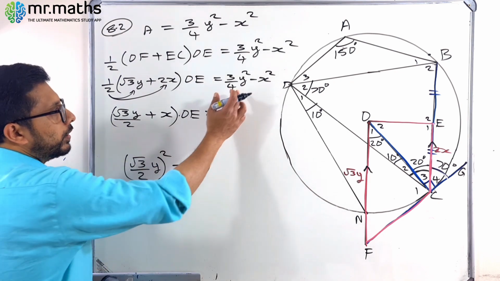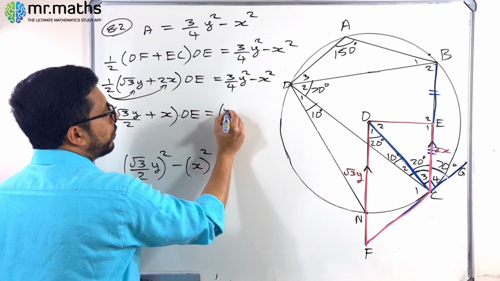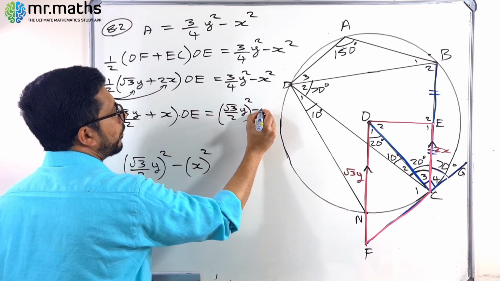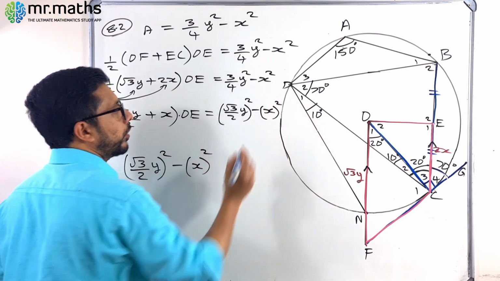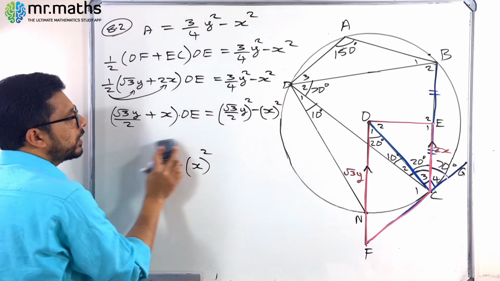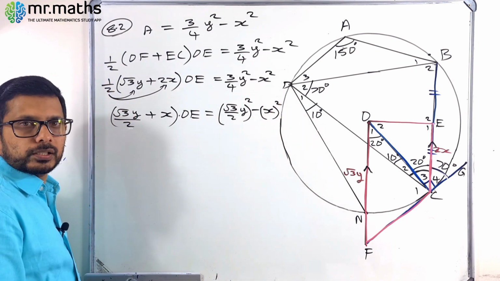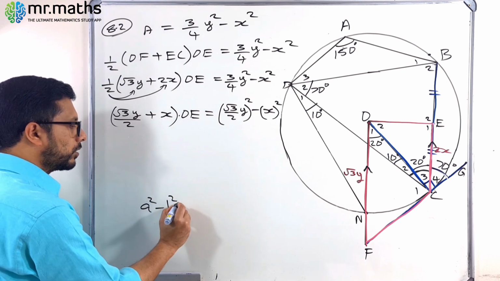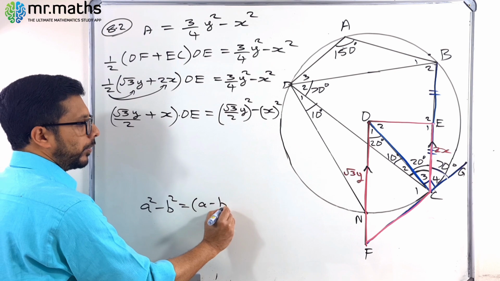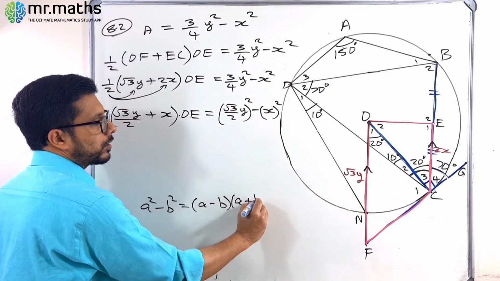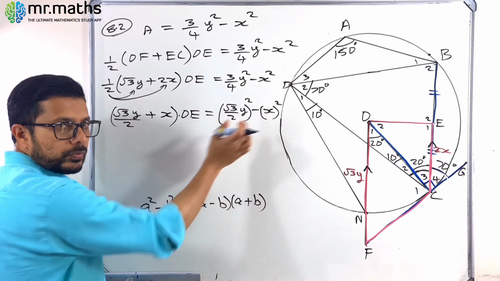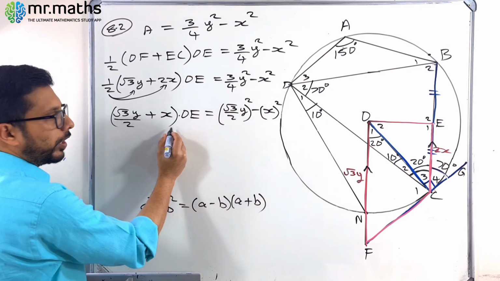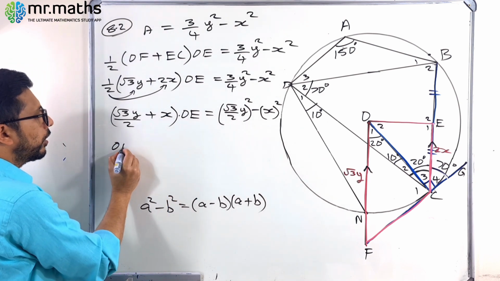Okay, so this one I can write it how? Root 3 by 2 y, the whole squared, minus x squared. Are you with me? Okay, is it not the difference of two squares? If it is like this, a squared minus b squared, we can write a minus b into a plus b. Similarly, we can write this one. Okay, so now we can go to the next step. We have to find OE. Okay, so what is OE now?